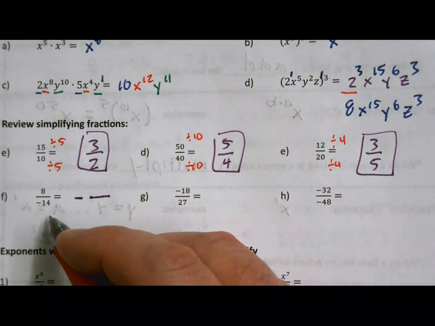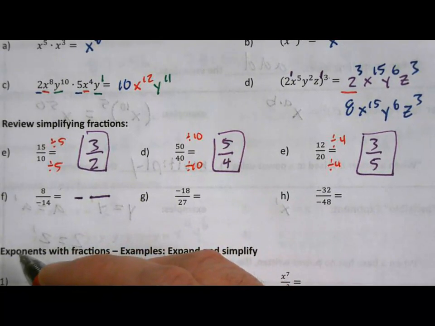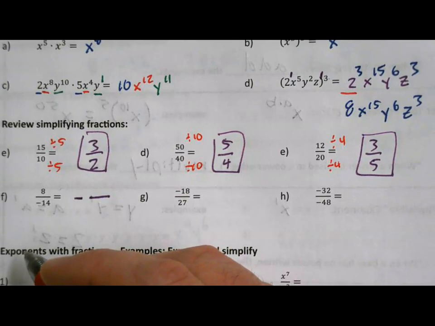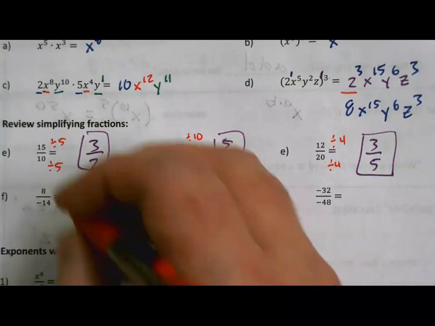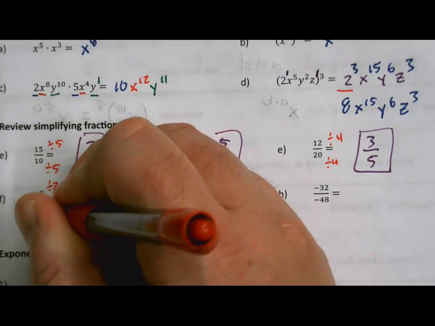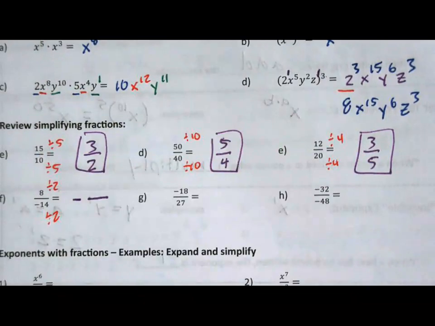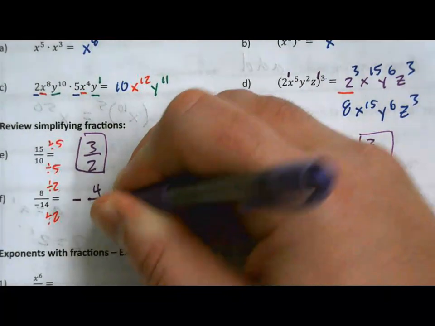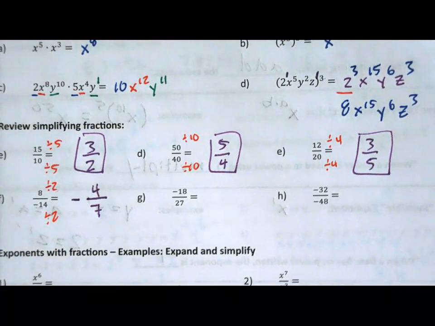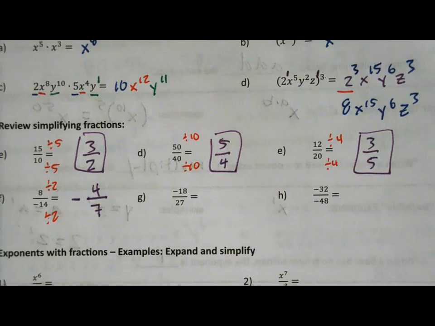What goes into both 8 and 14? 2 does. Is there anything bigger than 2 that goes into 8 and 14? 7 goes into 14, but not 8. I think 2 is as good as we're going to get for that. 8 divided by 2 is 4. 14 divided by 2 is 7. 4 and 7. Is there anything else that goes into both 4 and 7? I don't think so. Yeah, so 2 was it.